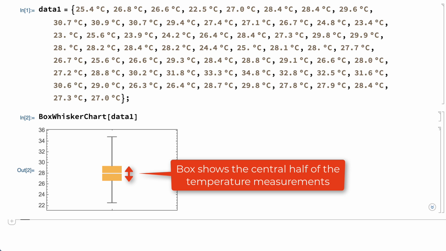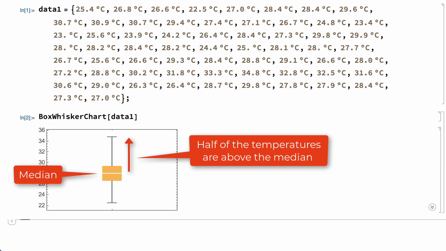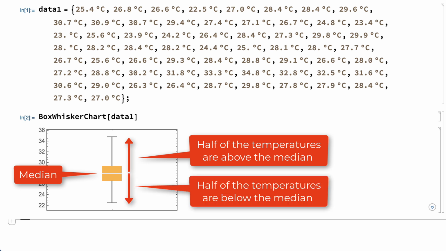shows the range that includes the central half of the temperatures. The line in the middle of the box is called the median of the data. The median is the temperature in the middle of the data, so half of the temperatures are above the median and half of the temperatures are below the median.